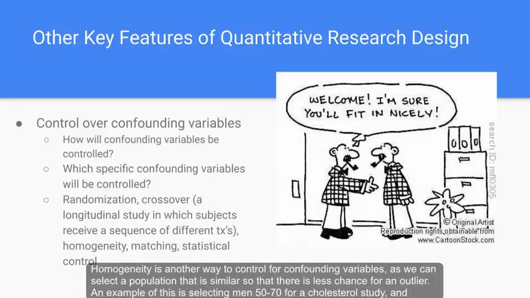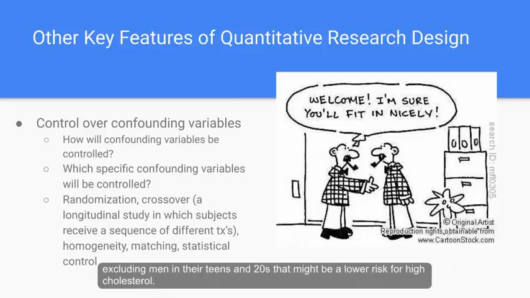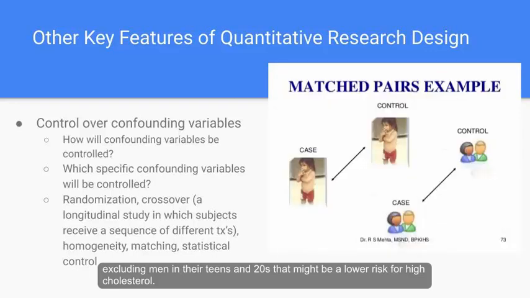Homogeneity is another way to control for confounding variables, as we can select a population that is similar, so that there is less chance for an outlier. An example of this is selecting men 50 to 70 years of age for a cholesterol study and excluding men in their teens and 20s that might be at a lower risk for high cholesterol.